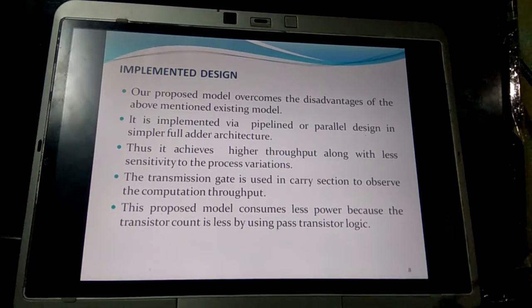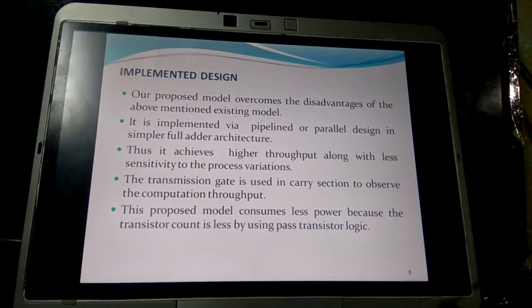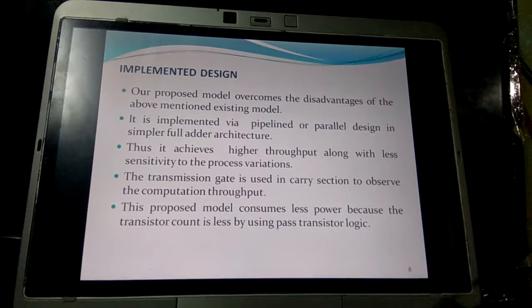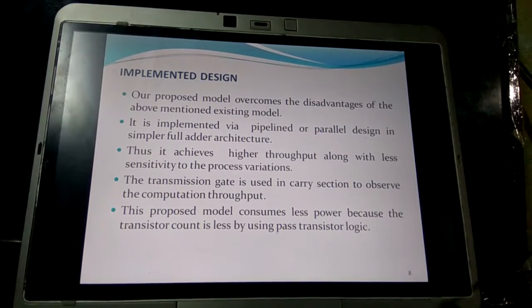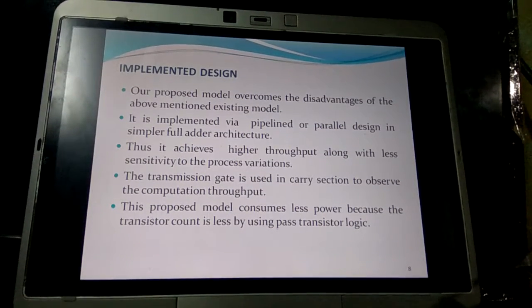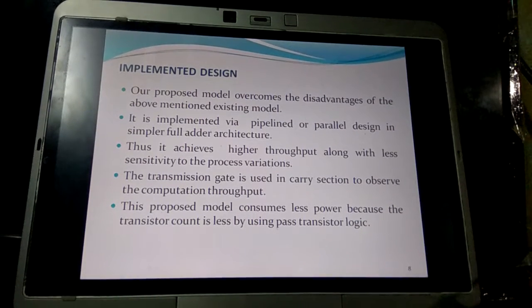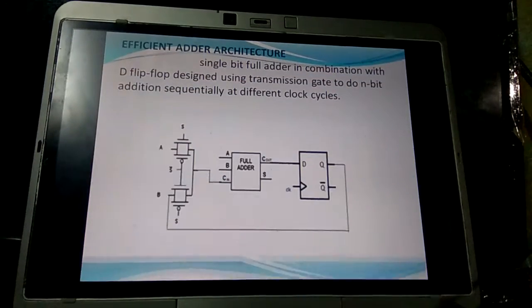It is implemented via pipeline or parallel design in a simpler full adder architecture. Thus, it achieves higher throughput along with less sensitivity to process variation. The transmission gate is used in the carry section to observe the computational throughput. This proposed model consumes less power because the transistor count is less using pass transistor logic.